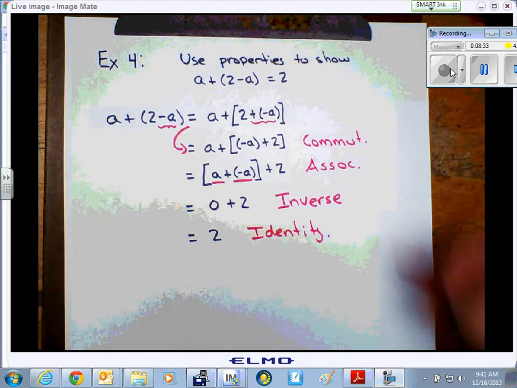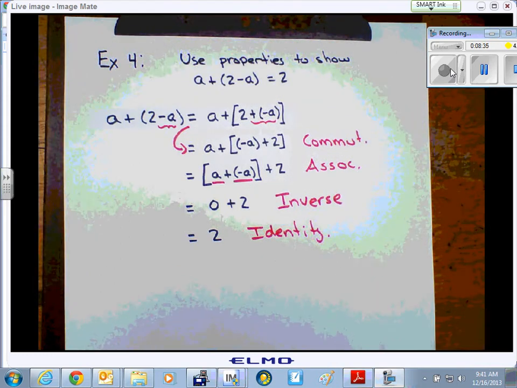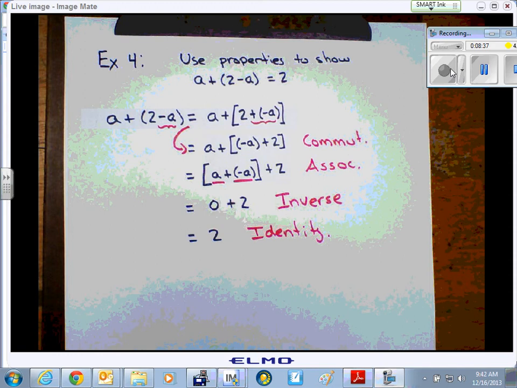Would you ever use this many steps to show that? No, probably not, but that's a good way to look at the properties being used.